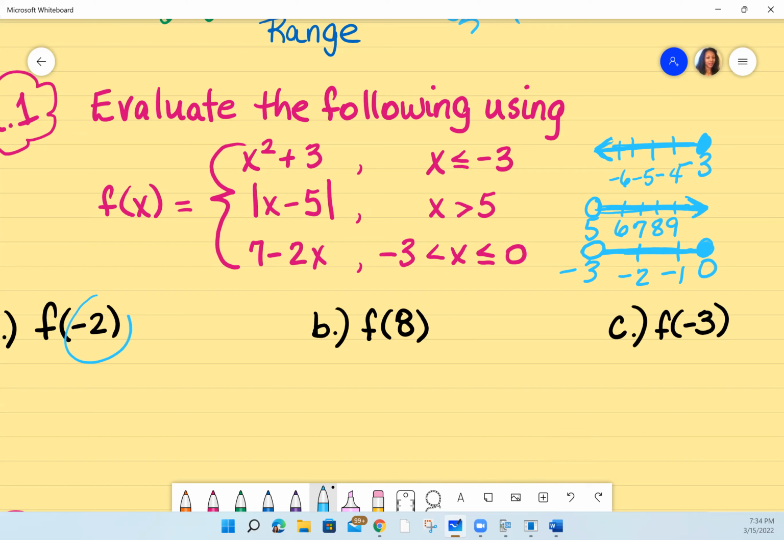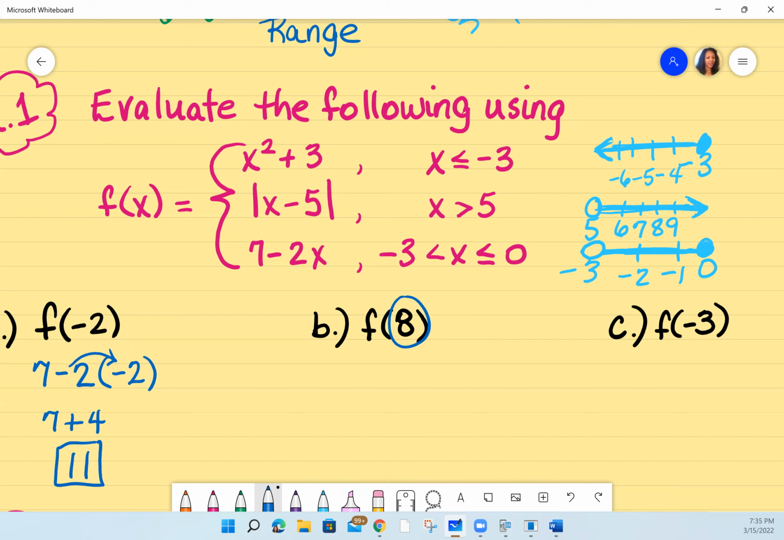So now when I go over to evaluate, what I want to look for is which one of these conditions actually has a -2 in it. And if I'm looking at it, I see -2 falls into this rule. So that's the actual function that I'm going to evaluate. I'm going to take my 7 minus 2, and instead of using an x, I'm going to replace it with -2. So -2, and anytime I want to substitute, I personally like to use parentheses. When I simplify this, this is 7 plus 4, because -2 times -2 is +4, which results in a +11.